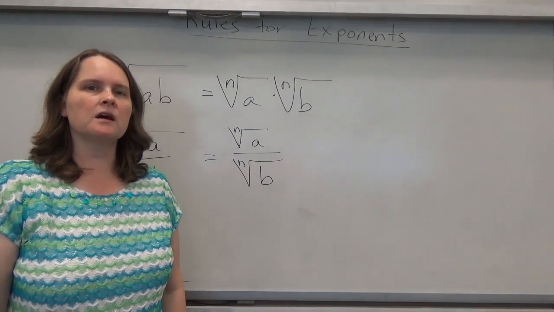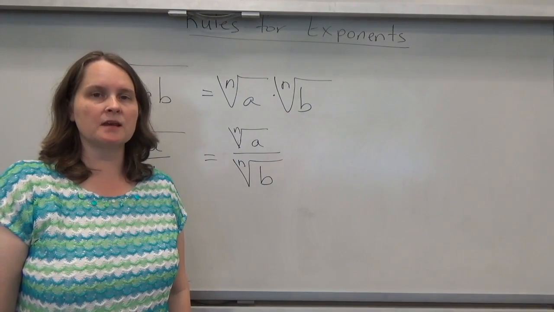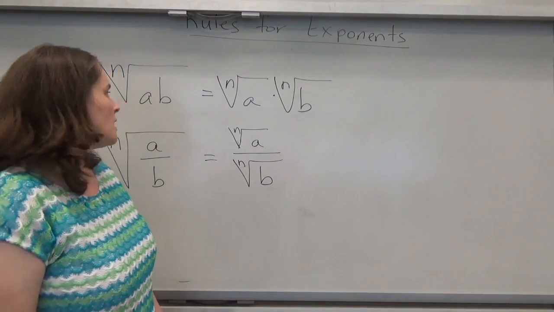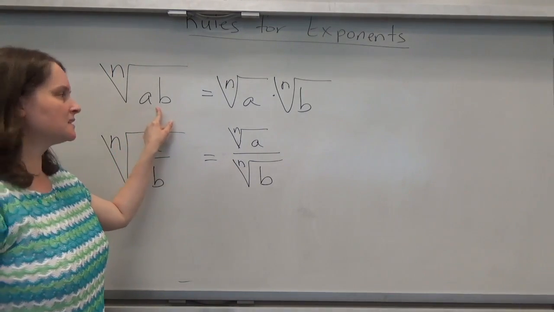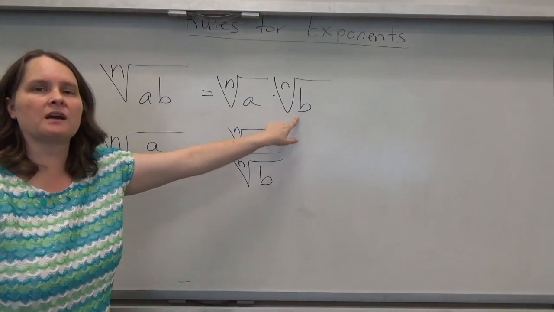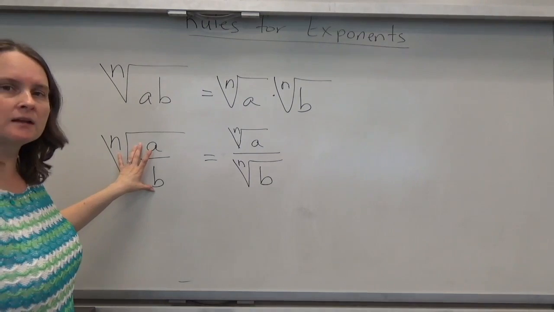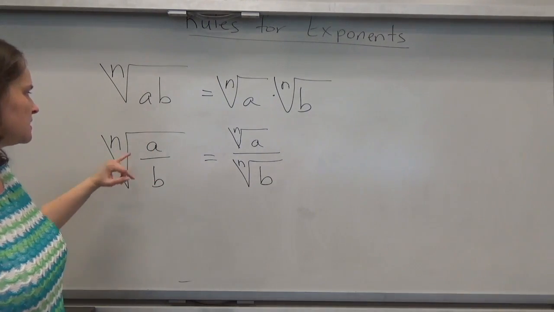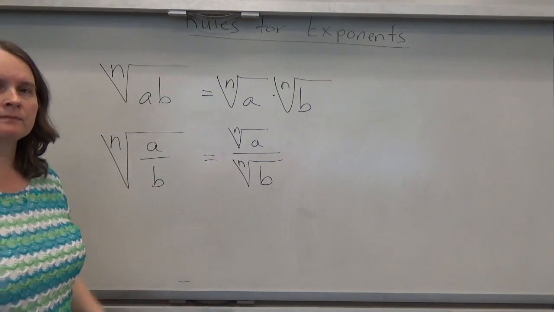Just like we had a product rule and quotient rule for our exponents, we also have the same rules for radicals. These rules simply state that if you're doing the nth root of a product, that you can break this apart as the nth root of the first factor times the nth root of the second factor. If you've got a fraction inside a radical, you can break this apart as the nth root of your numerator divided by the nth root of your denominator.